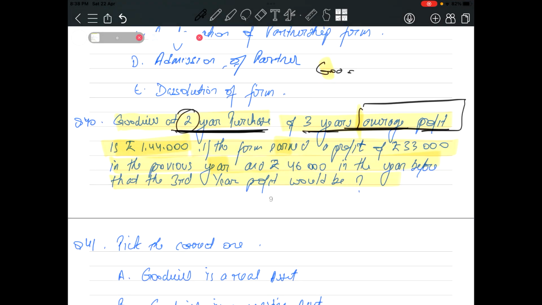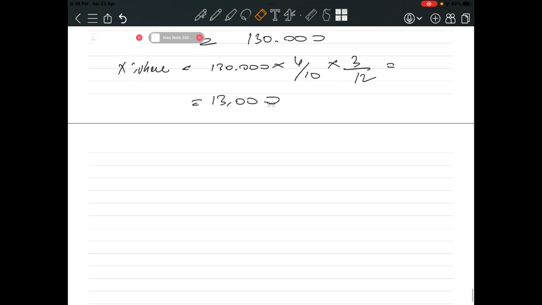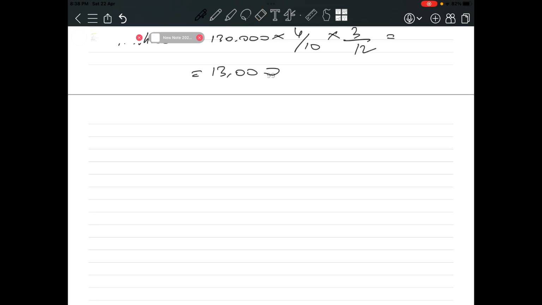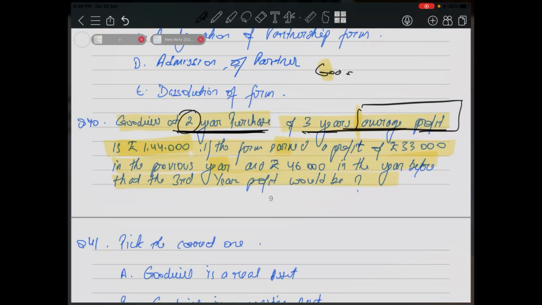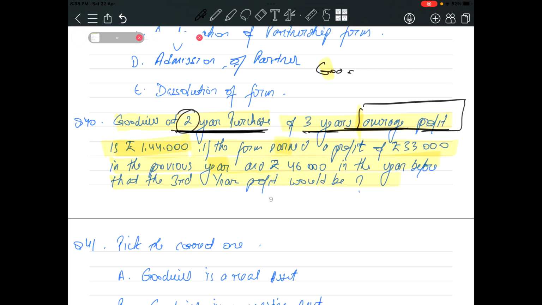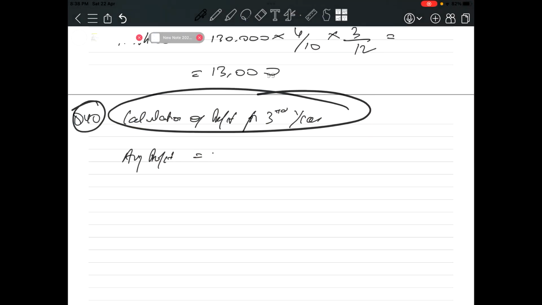Question number 40. We'll have to calculate the profit of the third year. In your exam, you will not write this whole thing; you will simply start calculating. The average profit is given in the question: 1,44,000.